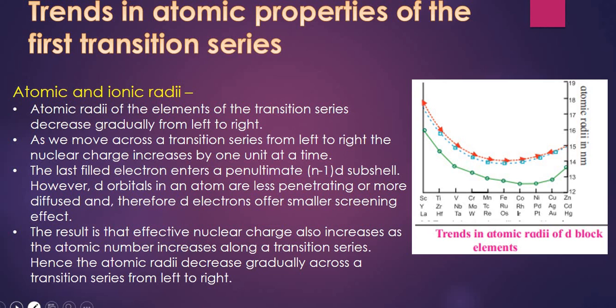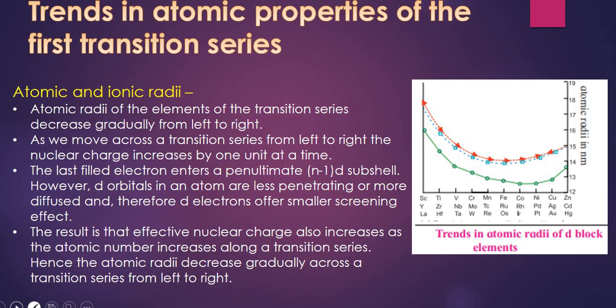And if we talk about ionic radii, the first transition series, or 3d series, follows the same trend as atomic radii. The first transition series, you all know, shows variable oxidation states. So trends in ionic radii can be studied for elements having the same oxidation state, or by considering various oxidation states of the same element.